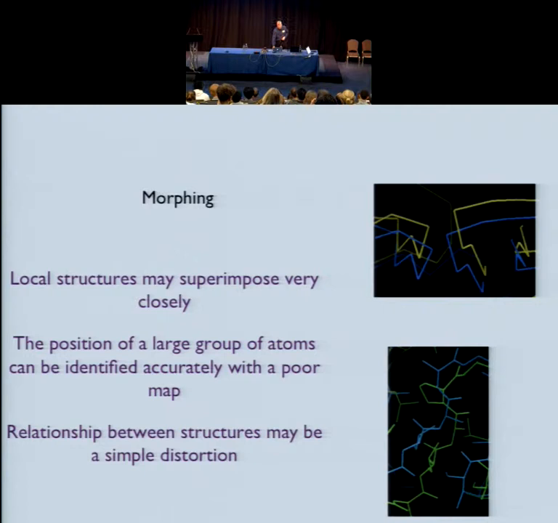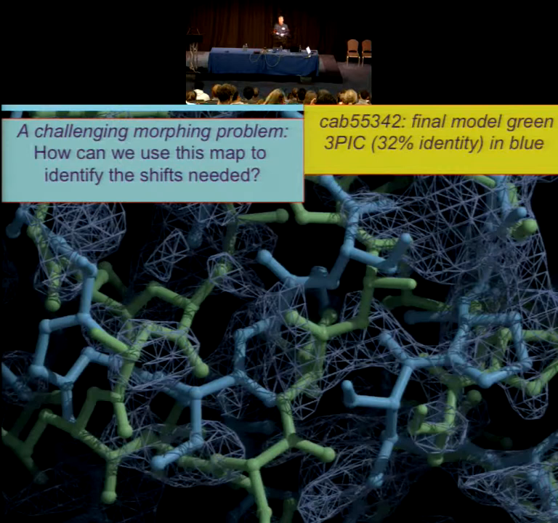So here's a challenging morphing problem. This is another one of the structures that Frank DiMaio mentioned yesterday that were sent in as a structure that couldn't be solved by anybody. And then this was solved by molecular replacement plus Rosetta. And now I'll show you that you can also do this with morphing. So what we're looking at here in green is our final model. This is what we want to get in the end. And the molecular replacement template is in blue, which has 32% identity.